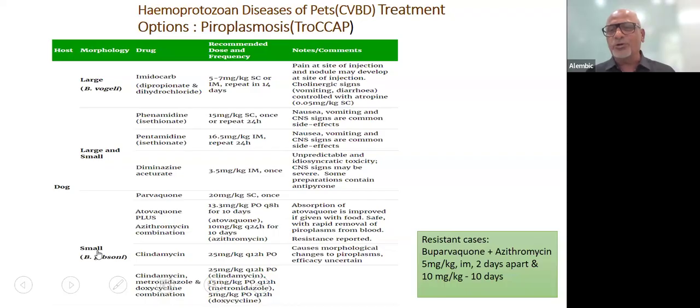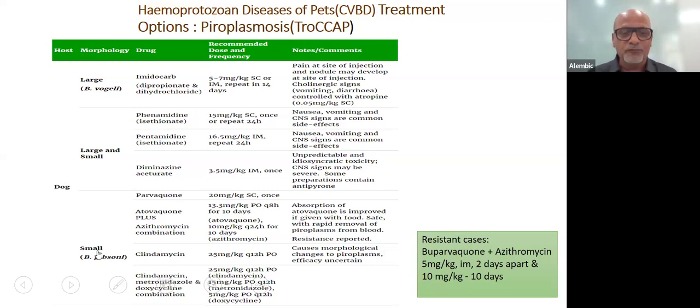Now, whenever you are using atovaquone, ensure that you give it with food. When you give it with food, the bioavailability is more. I would say give it with fatty food, lipid food. Put some butter or some kind of oily food so that the absorption is more. Don't use atovaquone with doxycycline. I have seen some pet owners or pet practitioners using it in combination. Doxycycline will reduce the absorption of atovaquone, so don't use it with tetracyclines or doxycycline. Don't use it with metoclopramide, the antiemetic, either. These are some of the contraindications.